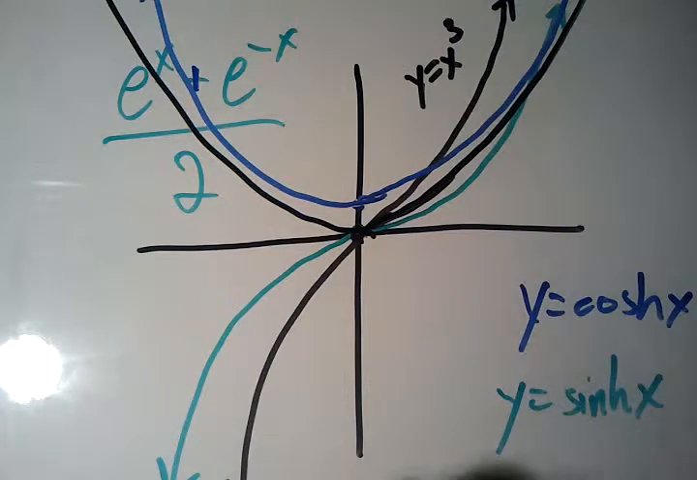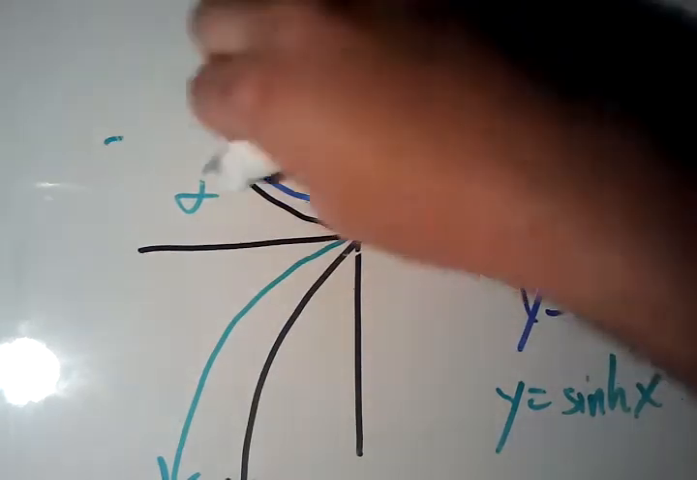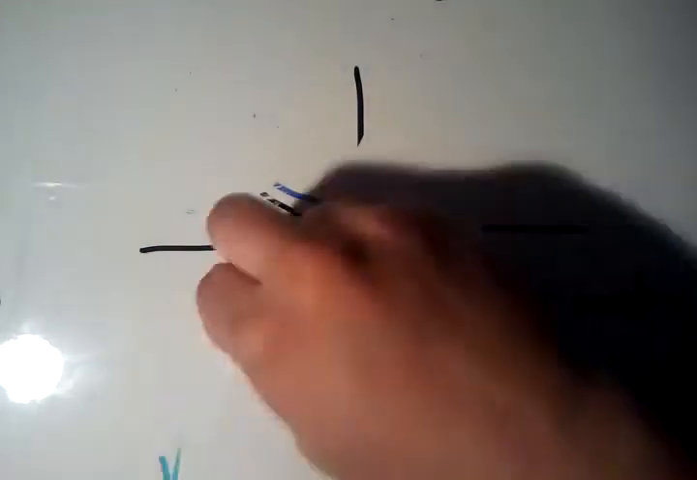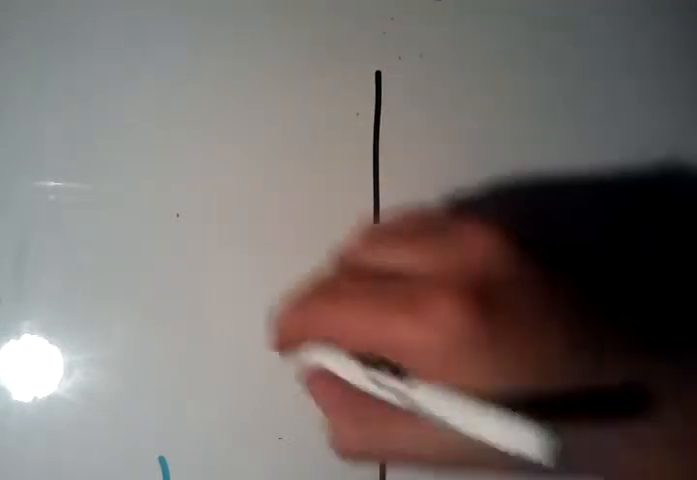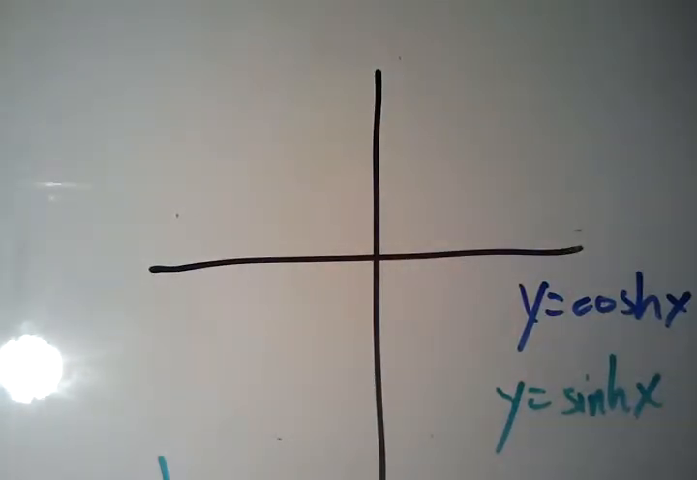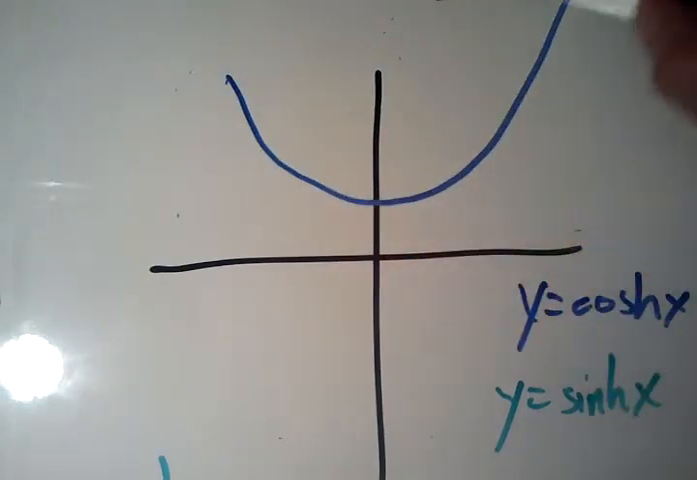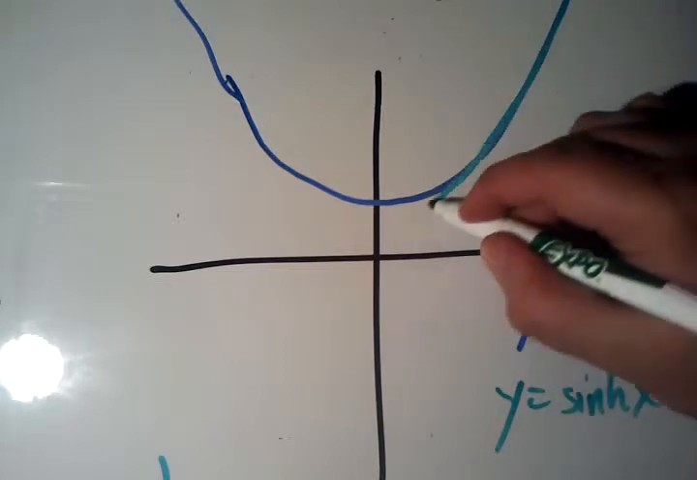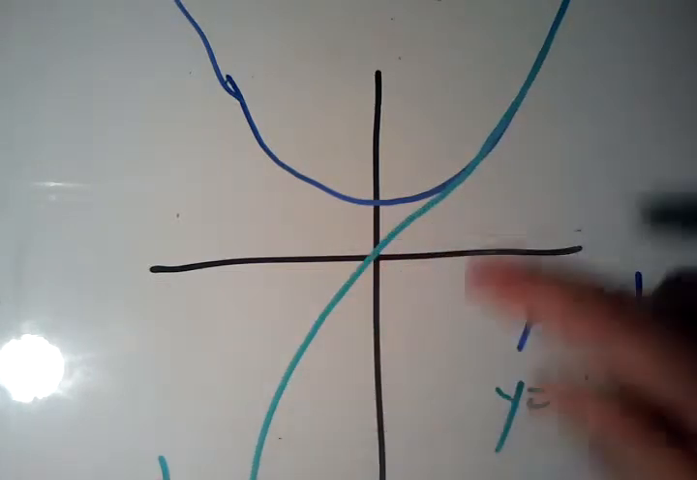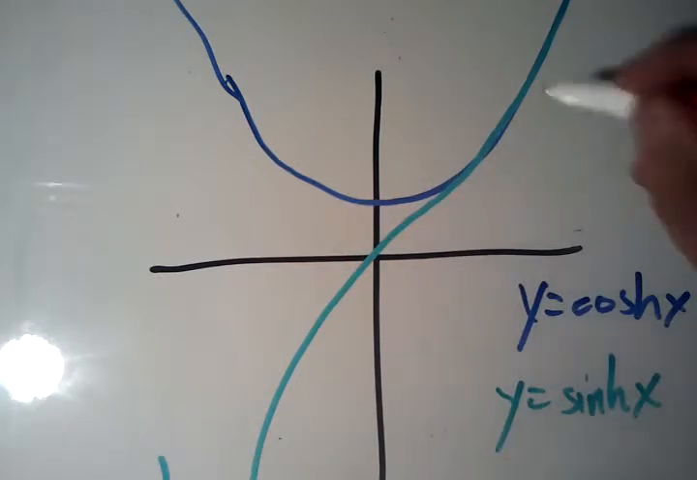But let's forget the parabola and the x cubed for a second, and just look at the two graphs that we're interested in, which are cosh and sinh. So let's draw those again really fast. Cosh x looks like that, and sinh x looks like this. And they do go together after a while. They start going together, and they go upwards in that direction.